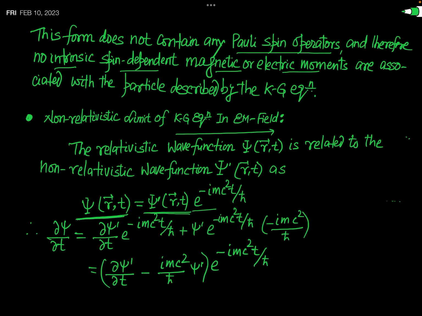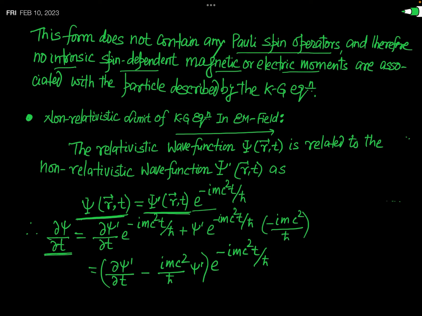Now we have defined this psi of r,t in terms of the non-relativistic wave function psi prime of r,t. As the KG equation contains the first order partial derivative of this wave function psi, and it also contains the second order partial derivative with respect to t, from this relation first of all we will find the first order time derivative of psi and the second order partial derivative of psi with respect to t. So let us find it.